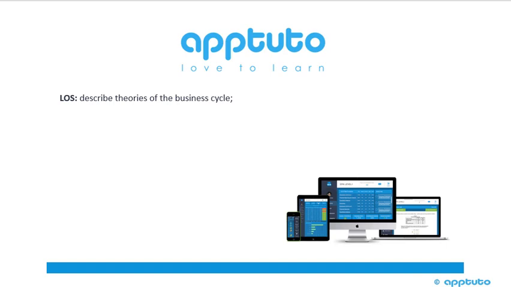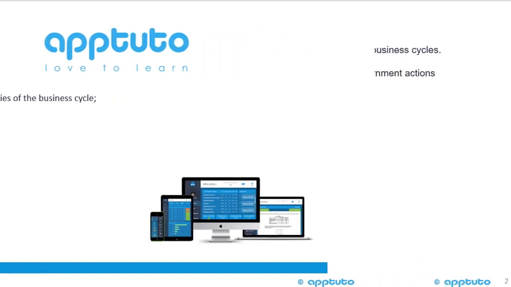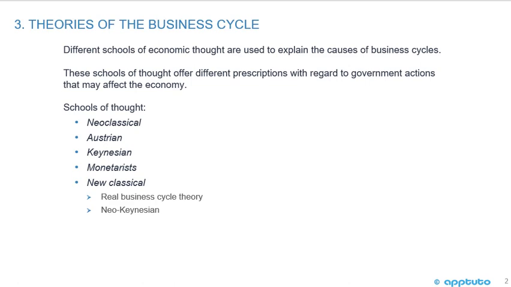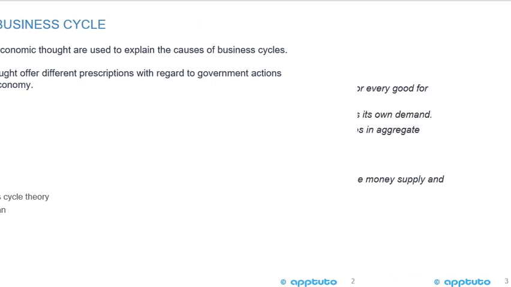This LOS is Describe Theories of the Business Cycle. Different schools of economic thought are used to explain the causes of business cycles. These schools of thought offer different prescriptions with regard to government actions that may affect the economy. Some schools of thought are Neoclassical, Austrian, Keynesian, monetarist, and New Classical, which include real business cycle theory and Neo-Keynesian.